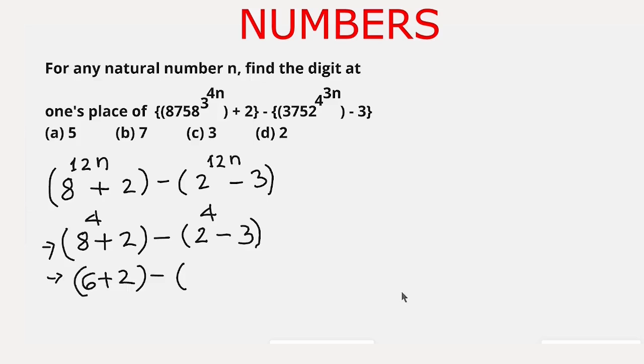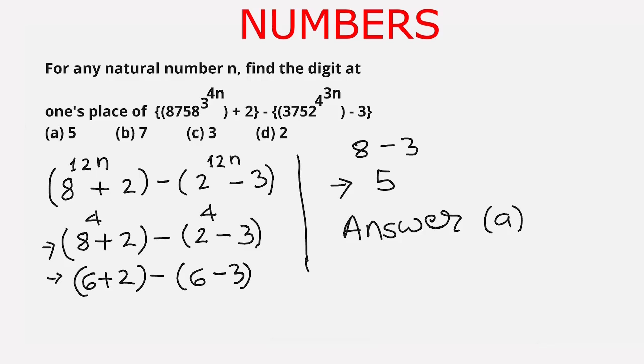and ones place digit of 8 to the power 4 is 6, plus 2 minus 2 to the power 4 is 16, and ones place digit of 16 is 6, minus 3. This gives 6 plus 2 is 8, minus 6 minus 3 is 3. This is 8 minus 3 is 5. So ones place digit of the given question is 5. And from the given options, our answer is option A, 5.